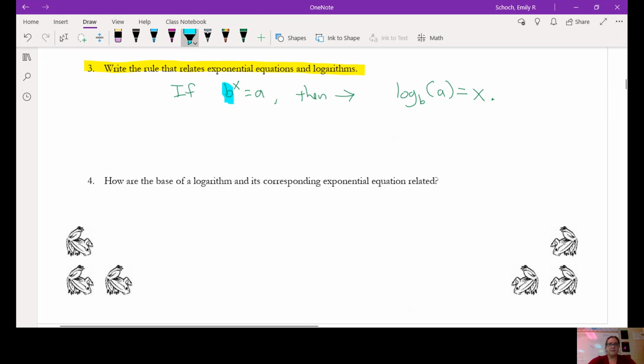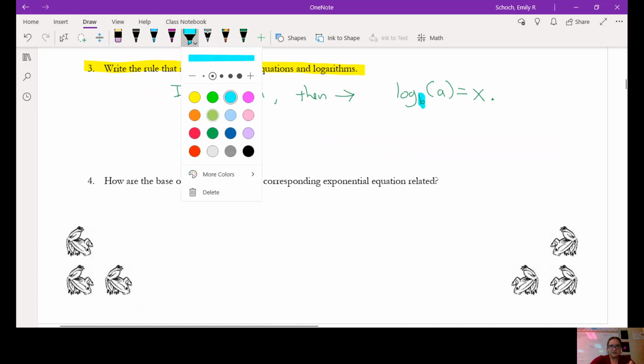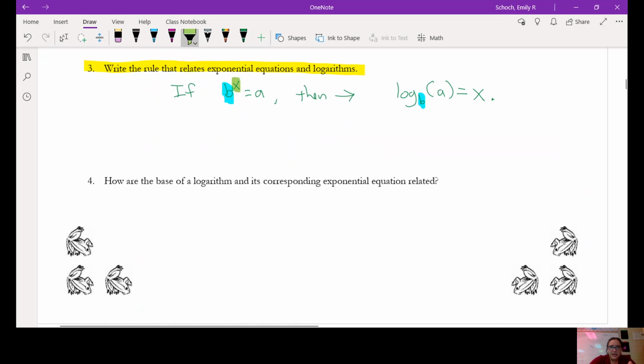So if I have my base raised to an exponent equals my answer, then if I'm changing that into a logarithm, the base is the little number that goes below the log. The exponent, up here, is what the logarithm equals. So it always equals the exponent. Logarithms equal the exponent. You'll hear something like "log is power," because power is another word for exponent. So if you are trying to remember it, the logarithm always equals the exponent.